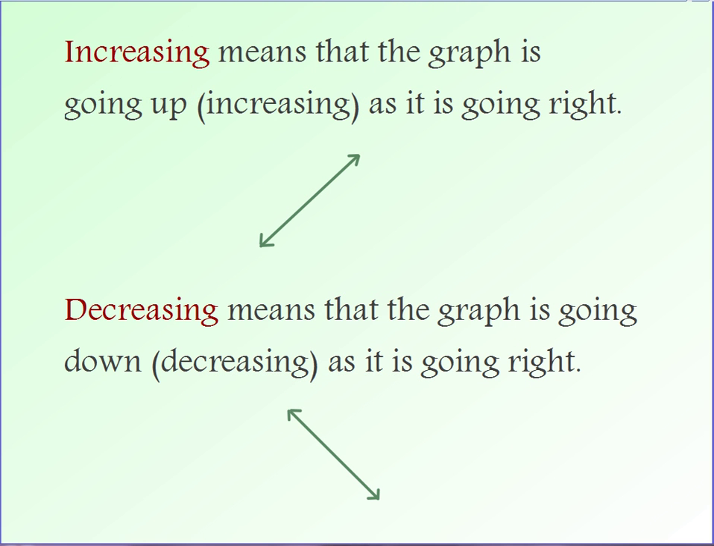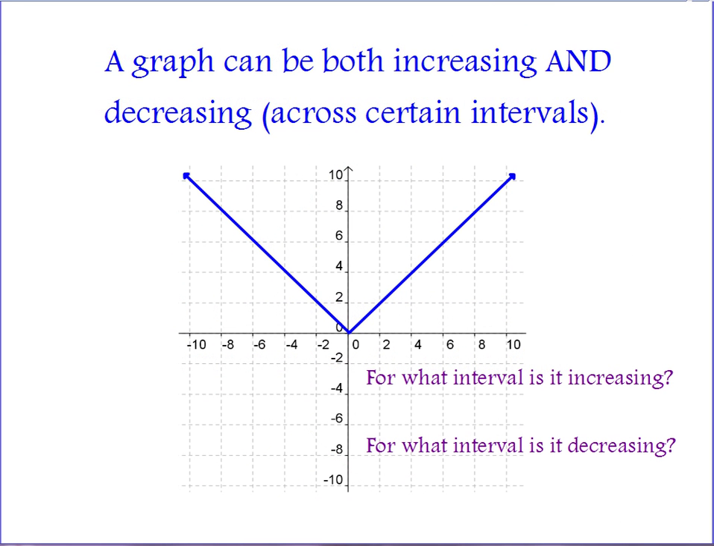Starting with increasing and decreasing, we need to understand that we always read a graph moving from left to right, just like you read a book. And as I move from left to right, if my graph is pointing up or has a positive slope, we call that increasing. On the other hand, as we move from left to right, if our graph is headed in a downward motion or has a negative slope, that's decreasing. It is possible for a graph to have both increasing and decreasing properties within that same graph.